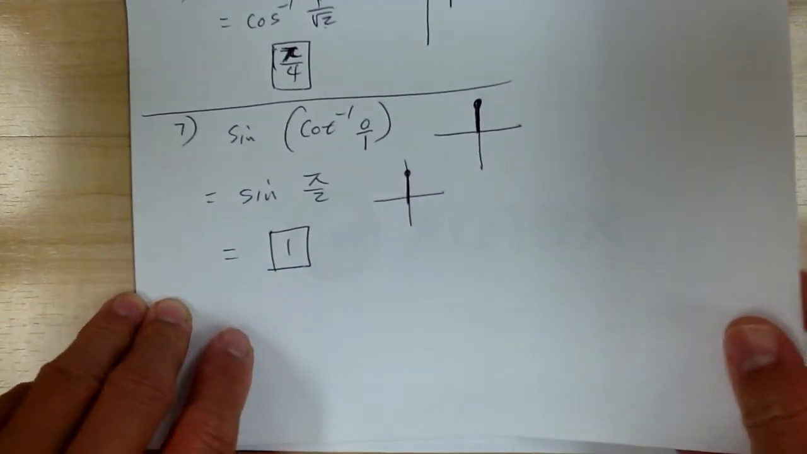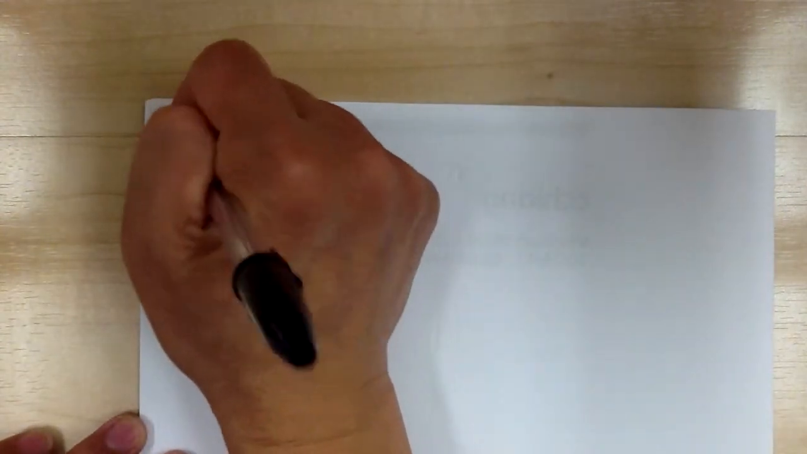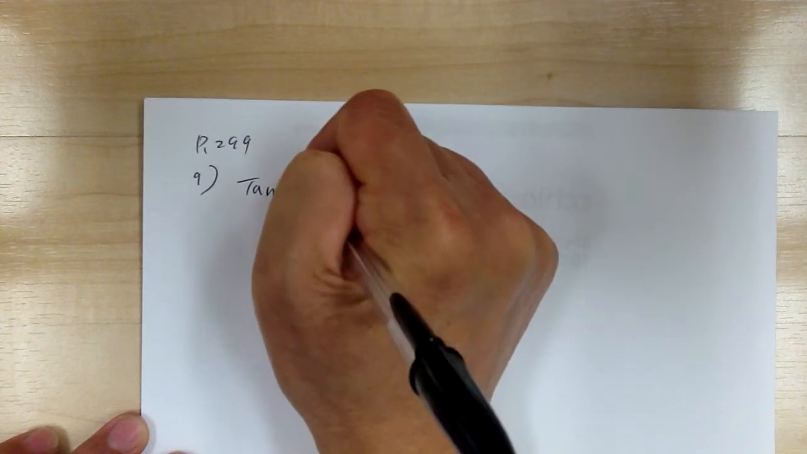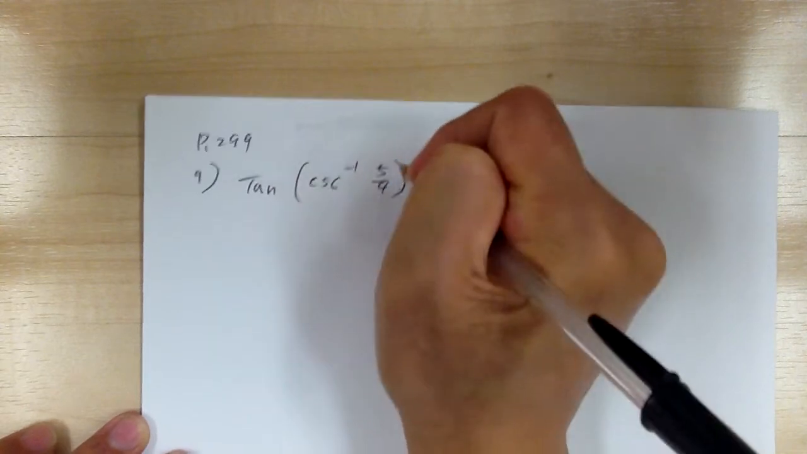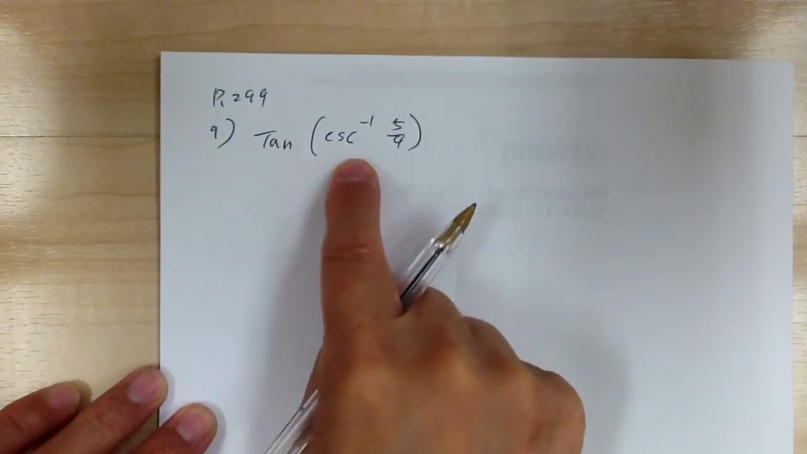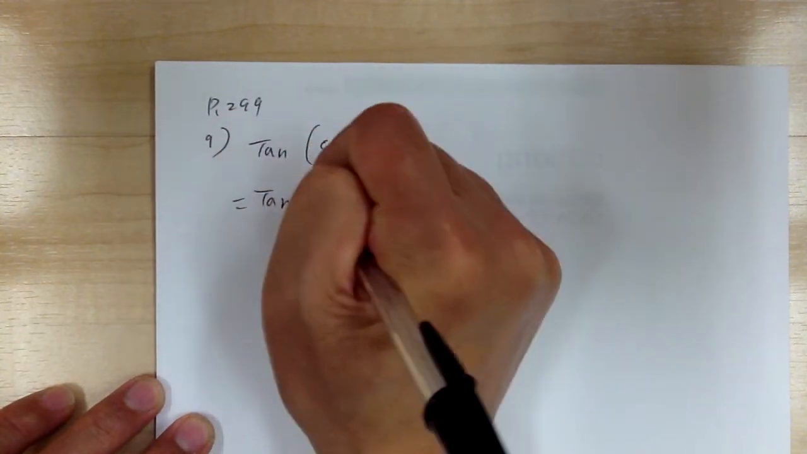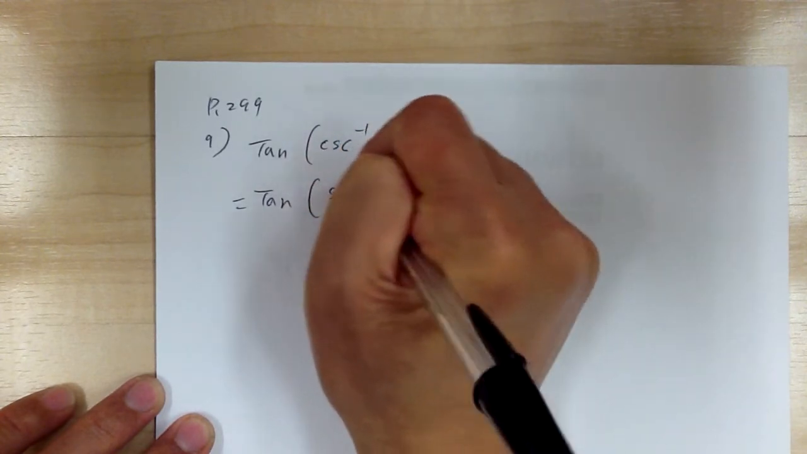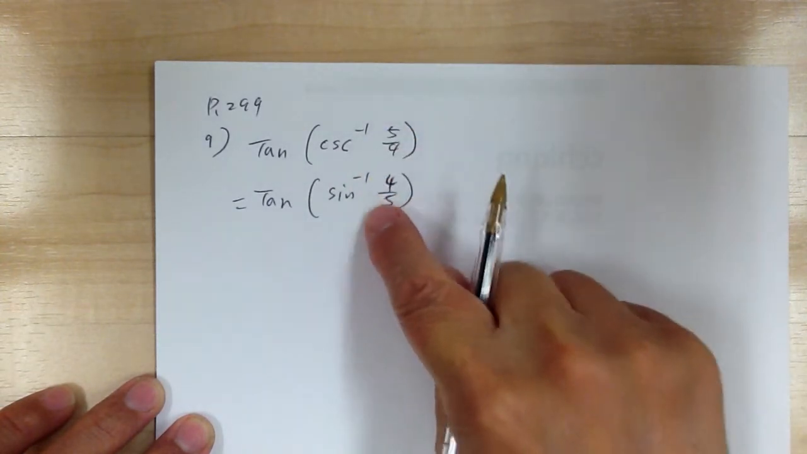Okay, let's go to number 9. Number 9, you have tangent of cosecant inverse of 5 over 4. Again, if you don't like the secondary function, if you can do it, that's fine. If you cannot, then what you do is go ahead and change that into the primary function. So cosecant came from sine. So inverse sine of 4 over 5. Right? So again, all you do is just flip the numbers over. So this is easier to do.